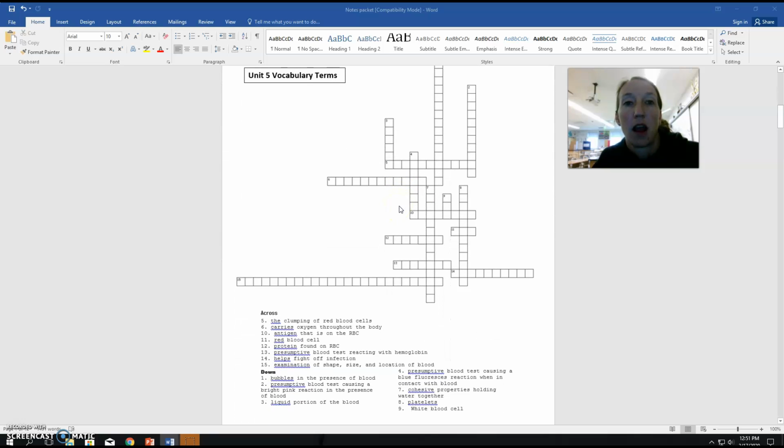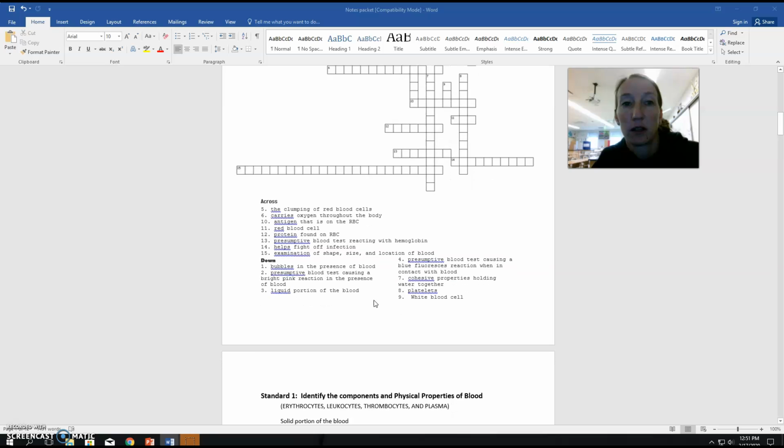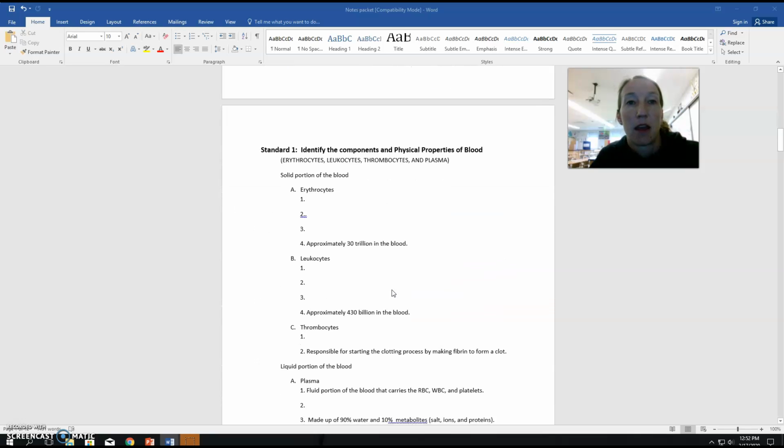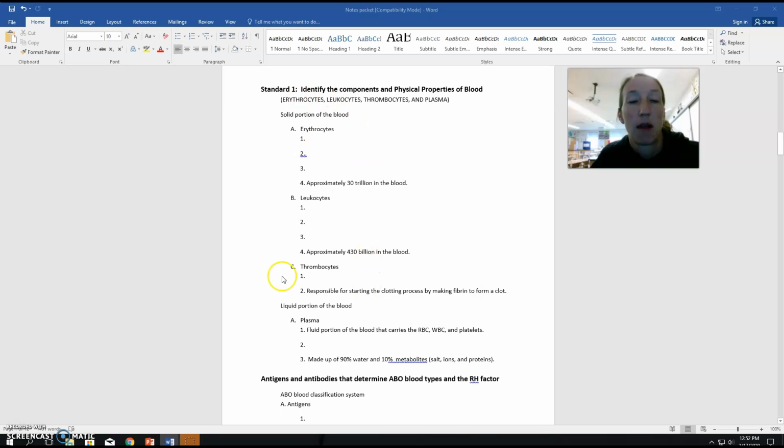All right, you can work through this little crossword. Once again, if you get caught up on anything, make sure you send me an email, a remind message, whatever is convenient, and I can help you. All right, so here's the first page. Just knowing the anatomy of your blood, right?